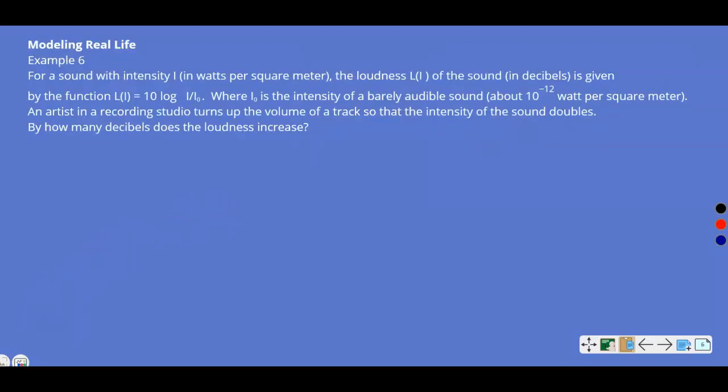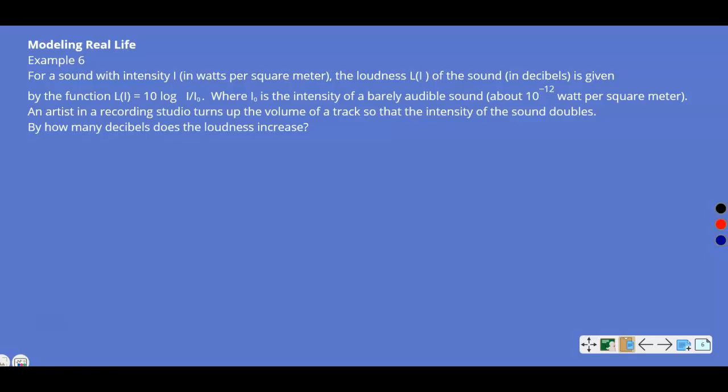Example 6, modeling real life. For a sound with intensity I in watts per square meter, the loudness L of I of the sound in decibels is given by the function L of I equals 10 log of I divided by I sub 0, where I sub 0 is the intensity of a barely audible sound, about 10 to the negative 12 watt per square meter. An artist in a recording studio turns up the volume of a track so that the intensity of the sound doubles. By how many decibels does the loudness increase?